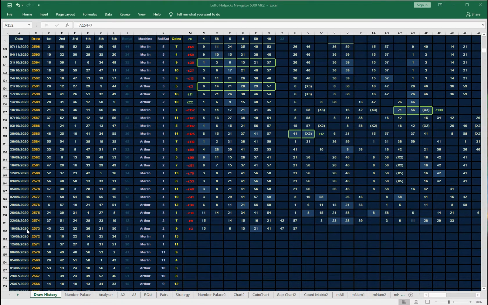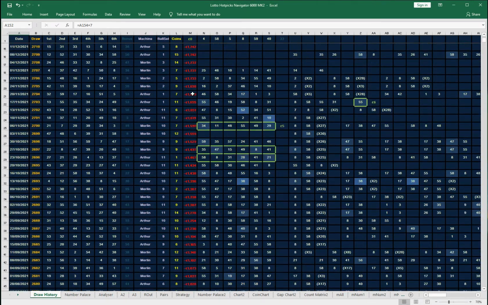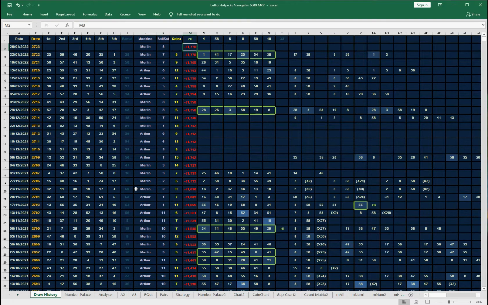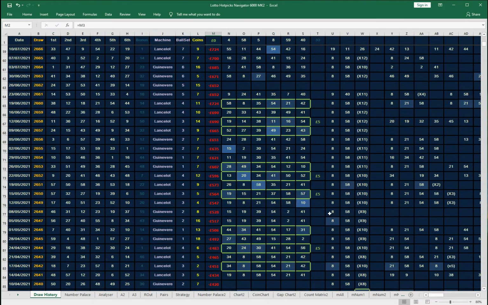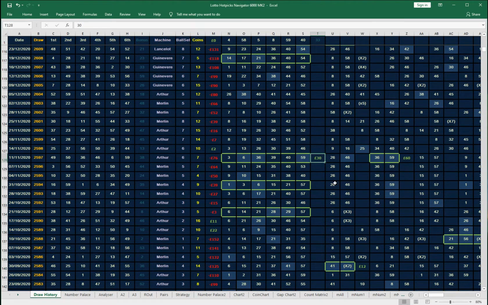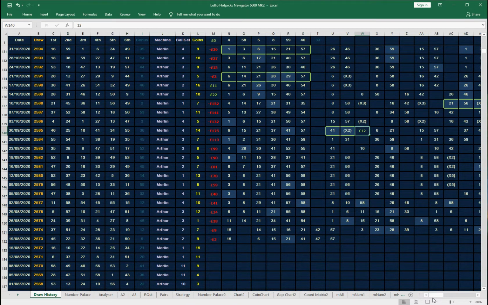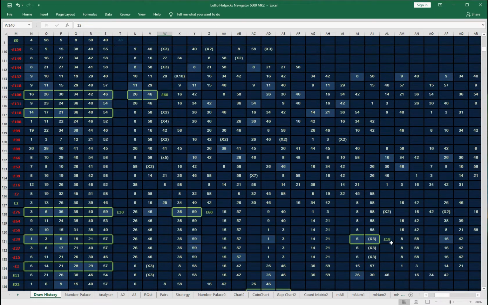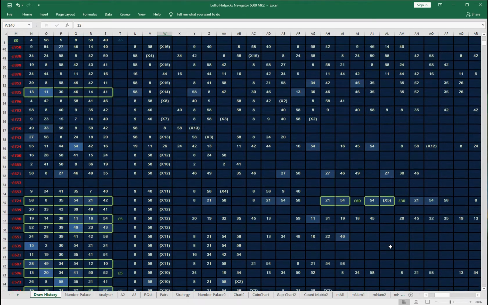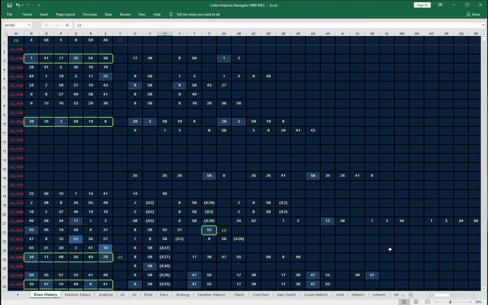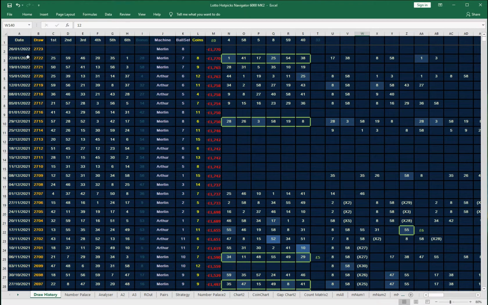Since 19th of August 2020, I've spent 1,770 quid on the Lotto, plus all the money that I've won. These are all the bits that I've won. So this is my gambling history, recorded alongside the draw history.